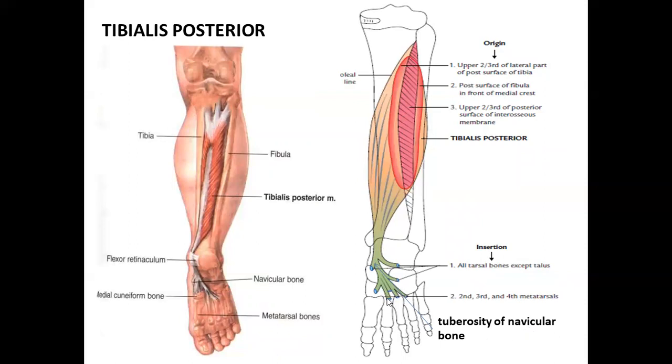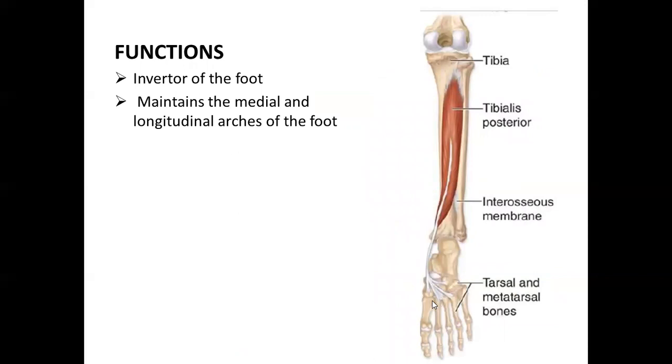And then it slips and is inserted into the base of second, third, and the fourth metatarsal. So mainly it is chiefly inserted into the tuberosity of the navicular bone. Then it splits and is inserted into the tarsals, and into the bases of second, third, fourth metatarsals. It is an inverter of the foot and maintains the medial longitudinal arch of the foot. So this is your tibialis posterior muscle.